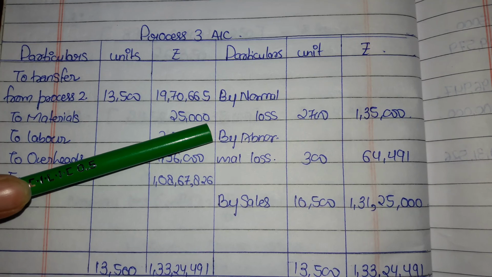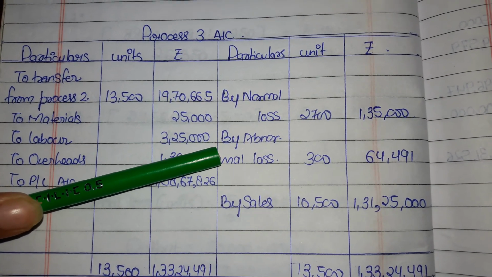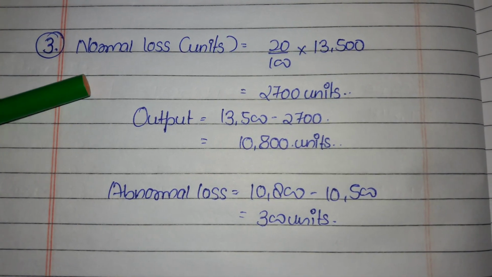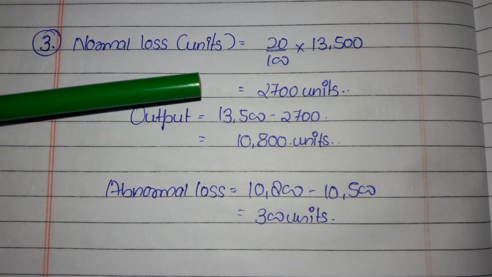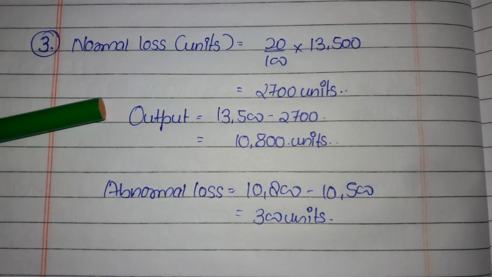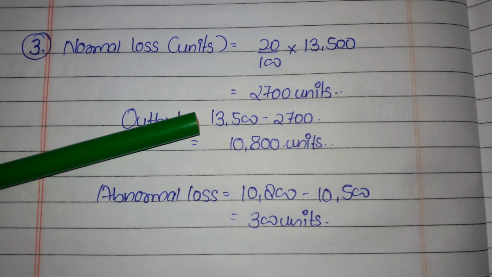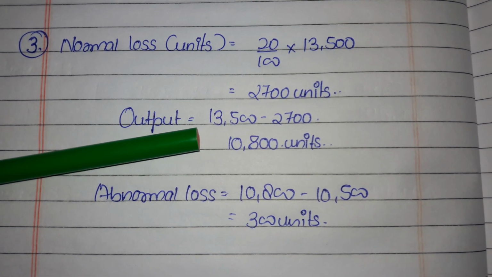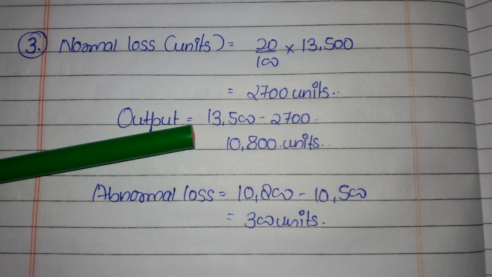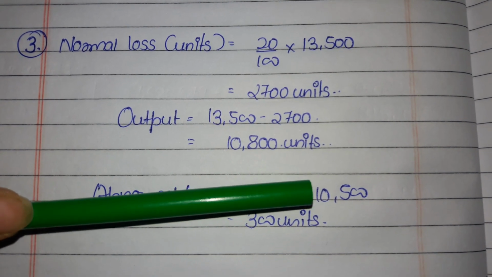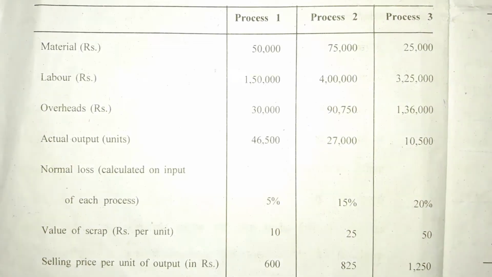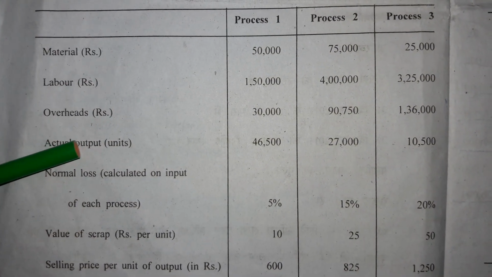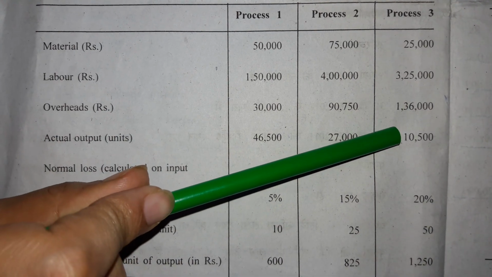Then you need to calculate the abnormal loss units. So first we calculate the normal loss units, 20% of 13,500, that is 2,700 units. Then we'll find the output. The output should be total units minus your normal loss units, that is 10,800. But in the question we have seen the output was only 10,500. See here in process 3, the actual output is given here, 10,500.